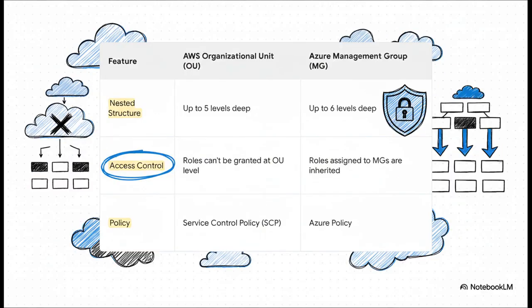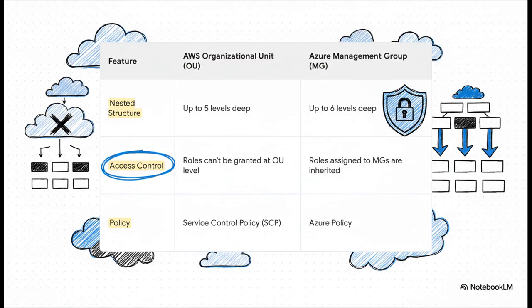Okay, zoom in on that access control row. This is a game changer. In Azure, you can assign a role, say a security auditor role, directly to a management group. And boom, every single subscription underneath it automatically inherits those permissions. It's incredibly powerful for managing things centrally.